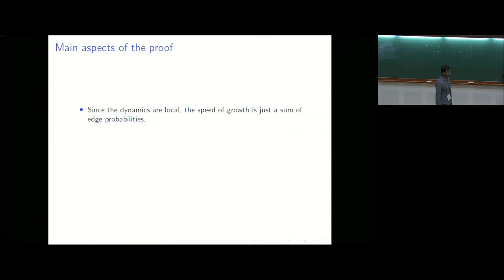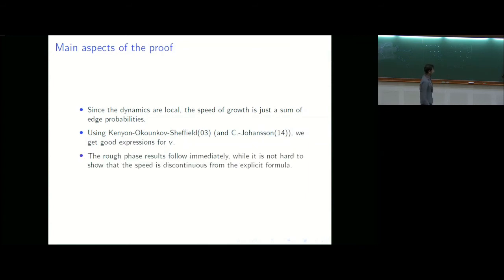Okay, so the main aspects of the proof. I'll just mention two things. One is that the dynamics, because they're local, you can compute the speed of growth just using differences of edge probabilities. And for that, you can just plug them into Kenyon-Okounkov-Sheffield and compute. So this means that we can get a very explicit expression for V. And then we can just show directly that V is not smooth when rho is equal to 0.